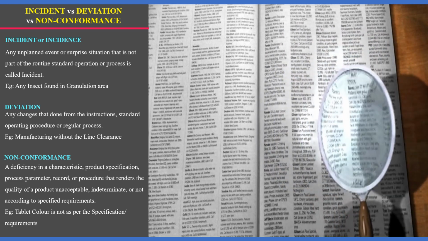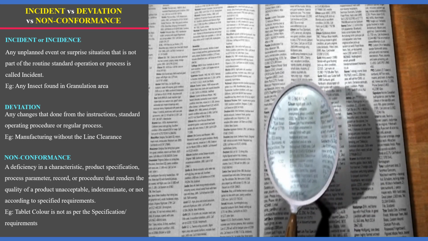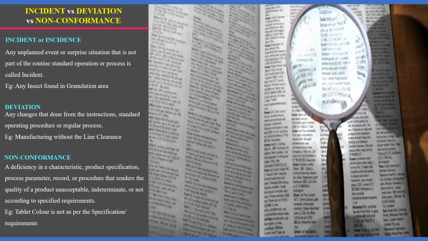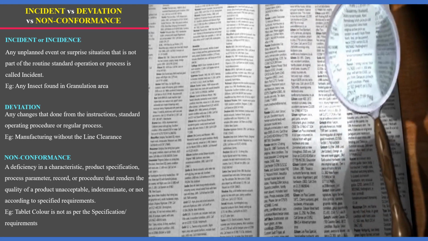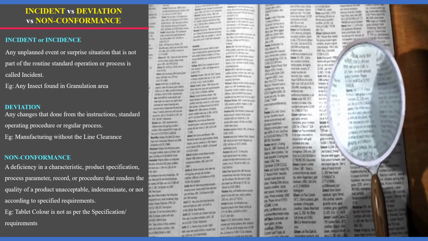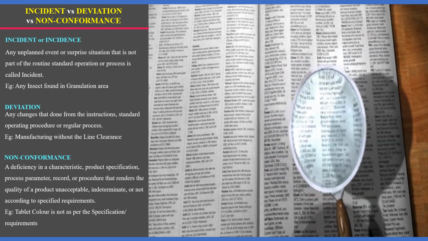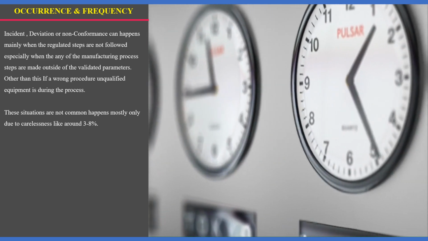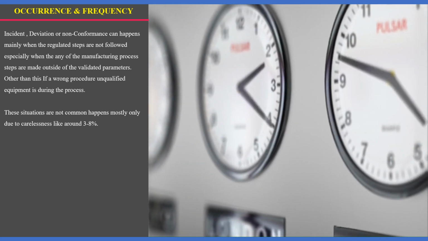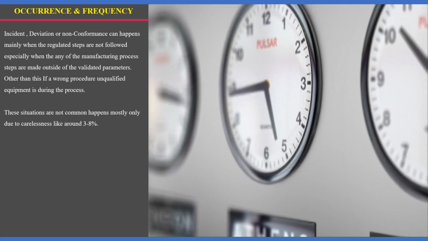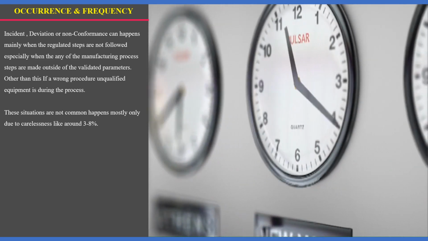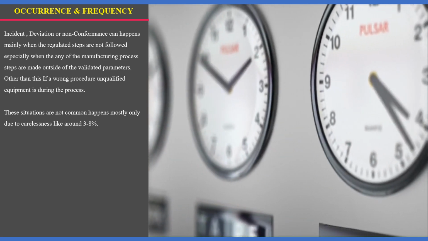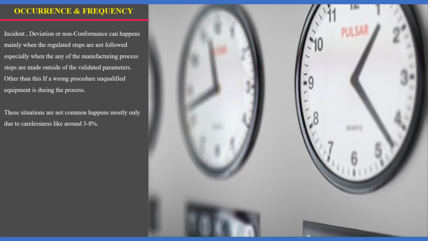So what is a non-conformance? A deficiency in product specification, process parameter, record, or a procedure that renders the quality of a product unable to meet the criteria according to the specified requirements. For example, tablet color which is not as per the specification or requirements. So do these occur frequently? No, they do not occur frequently, but if the regulated steps are not followed, they are prone to happen frequently. It happens around 3 to 8% approximately, and its impact may range from small to high depending on the situation.